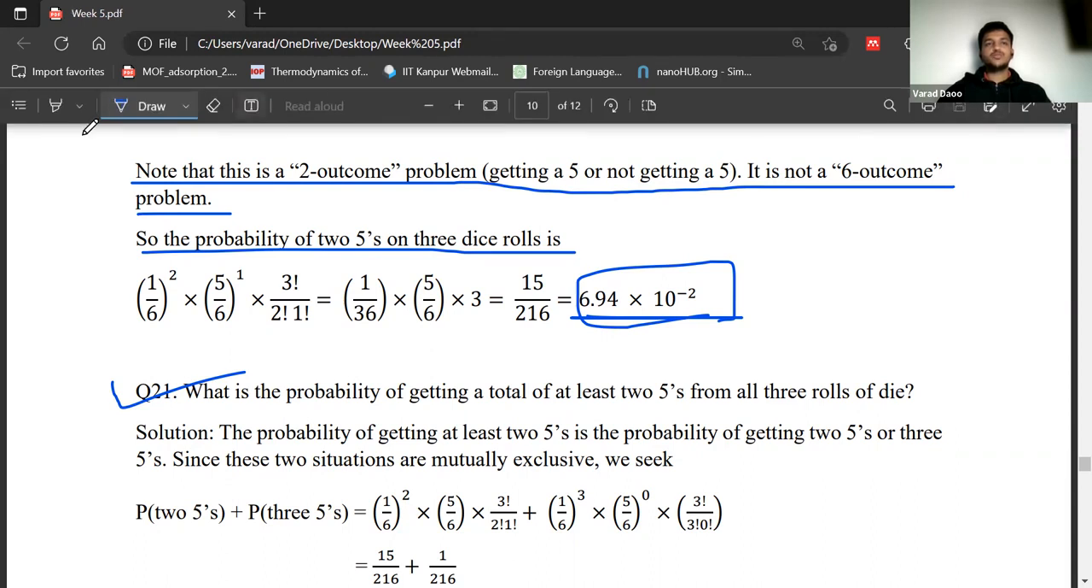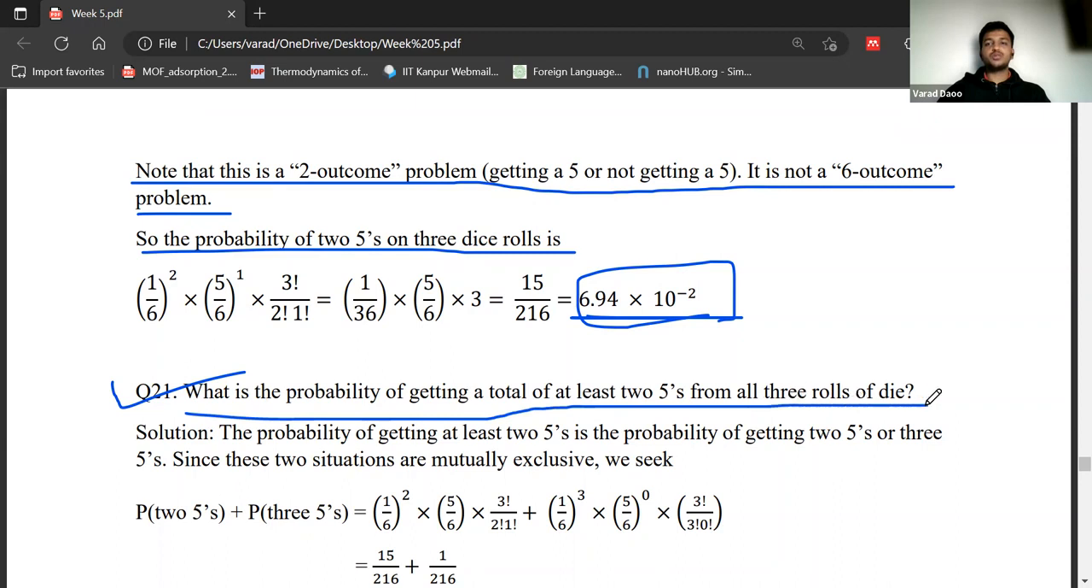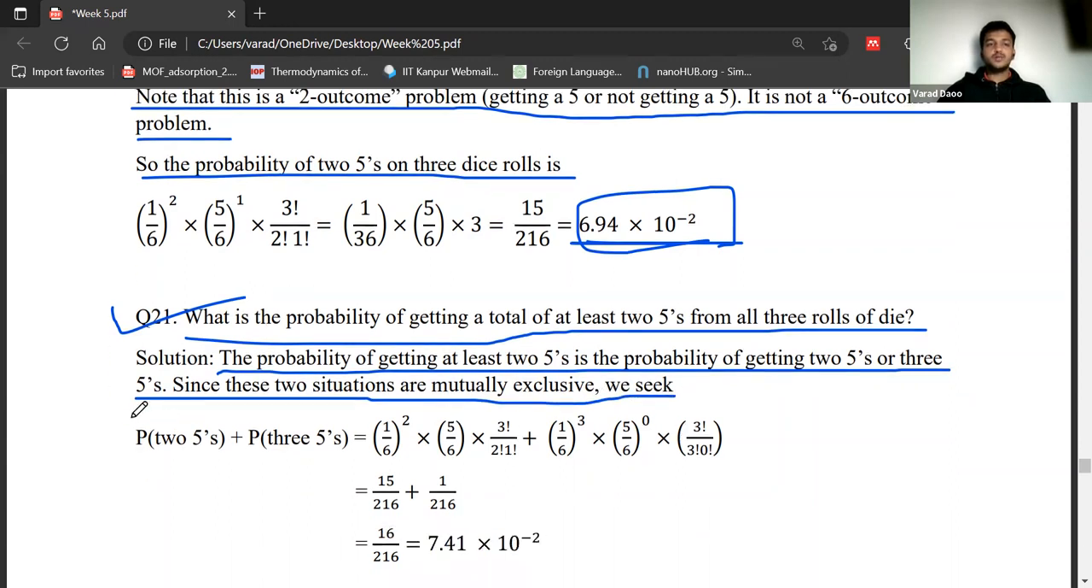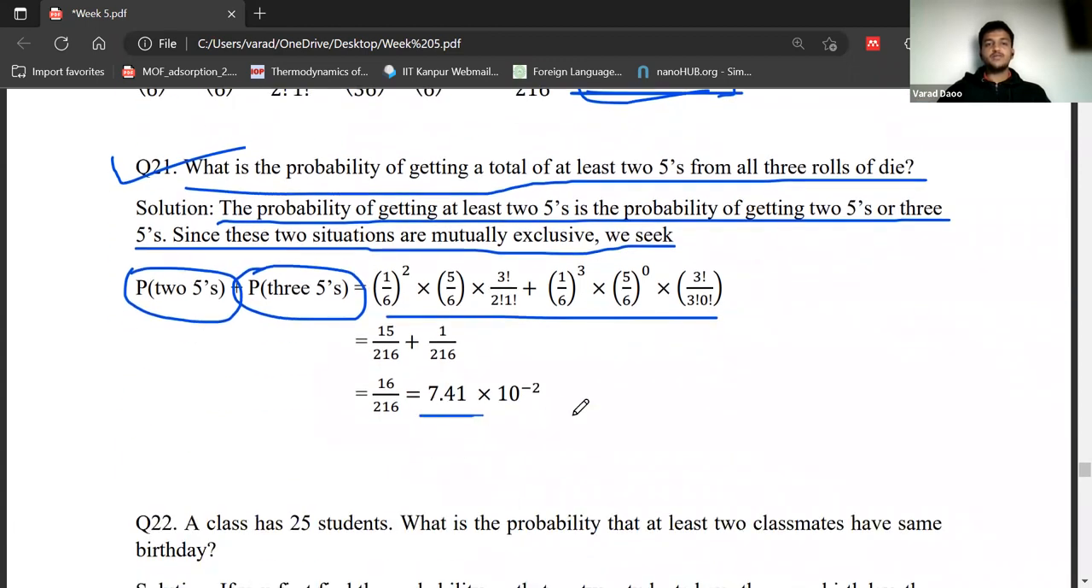So I hear no question, so we'll go with the last question. What is the probability of getting a total of at least 2 fives from all 3 rolls of the die? The solution is: the probability of getting at least 2 fives is the probability of getting 2 fives or 3 fives. Since these two situations are mutually exclusive, we seek the probability of getting 2 fives plus the probability of getting 3 fives, which corresponds to this expression. And when we simplify, we end up with this.